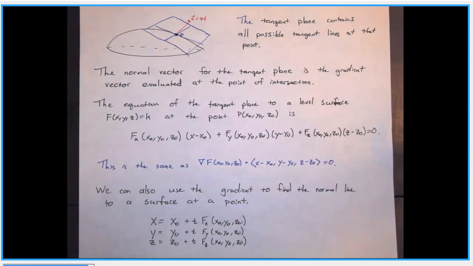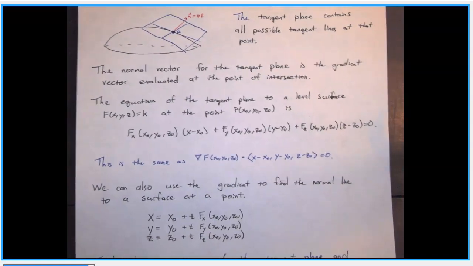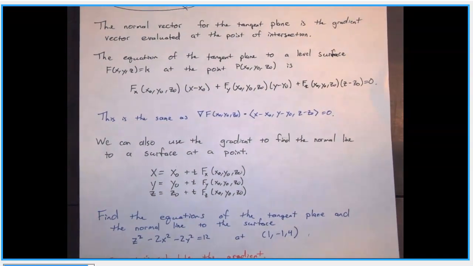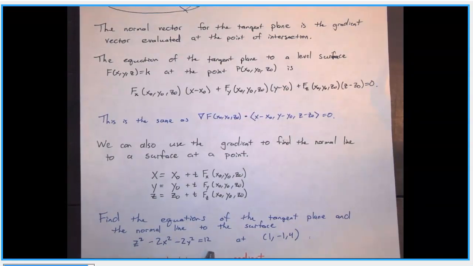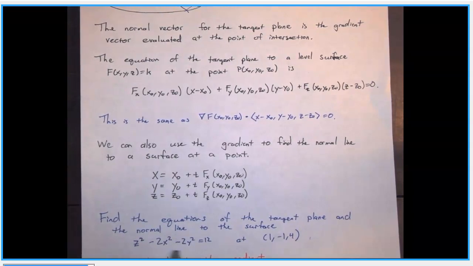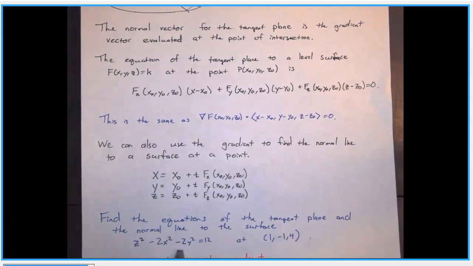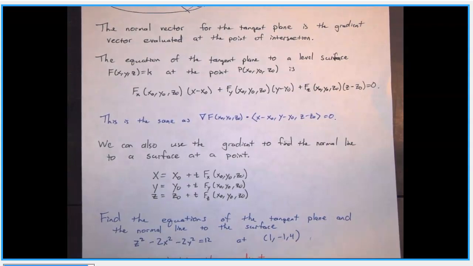Okay, now let's finish up section 14.5 by doing an example of finding tangent planes and normal lines. So let's say this is our level surface. We have z squared minus 2x squared minus 2y squared equal to 12. So this is our function of 3 variables, f of x, y, z. This is our constant 12. And I want to find the equation of a tangent plane at the point 1, negative 1, 4.